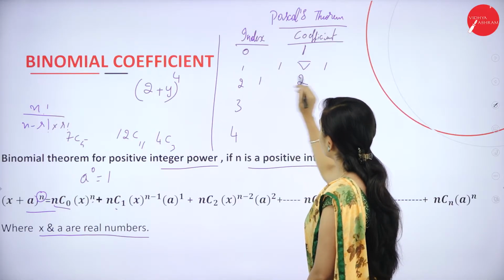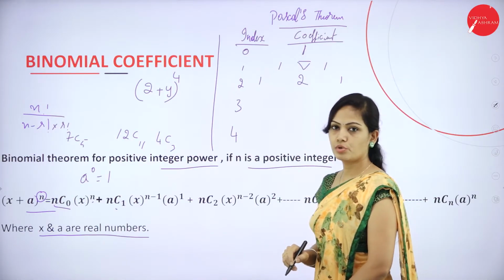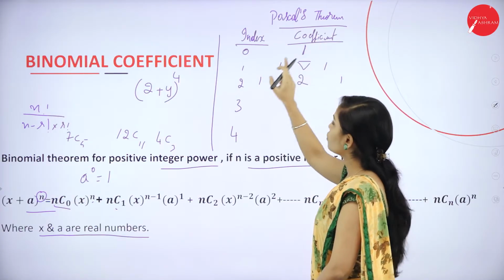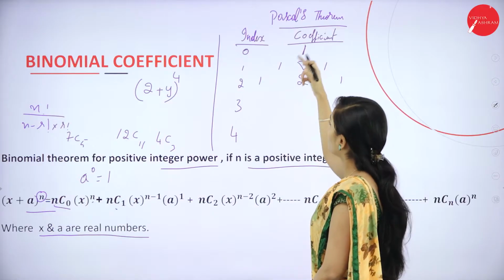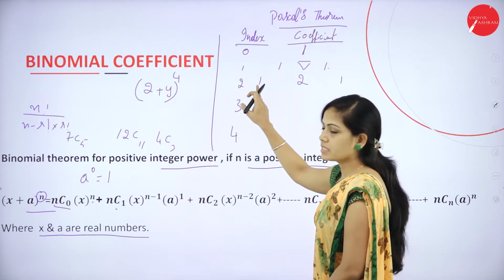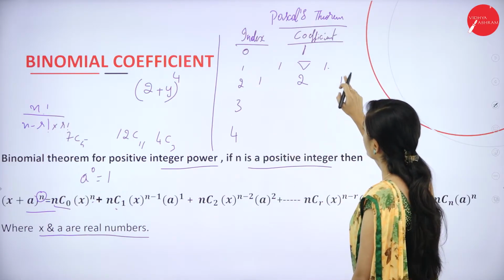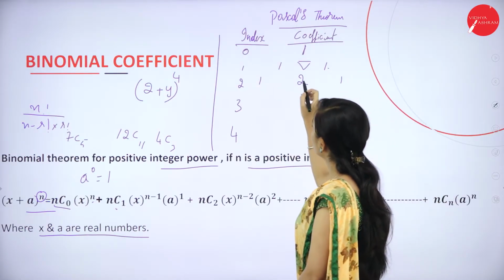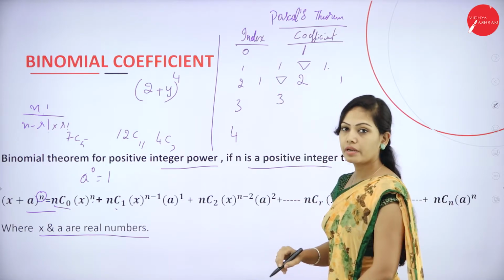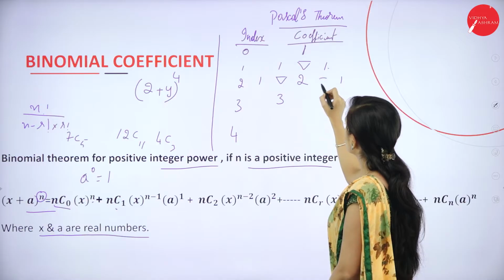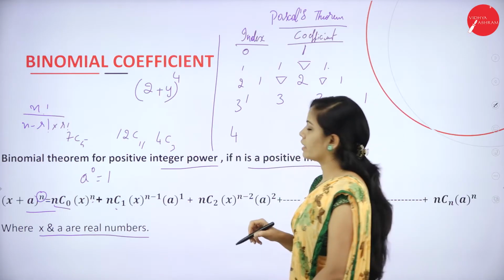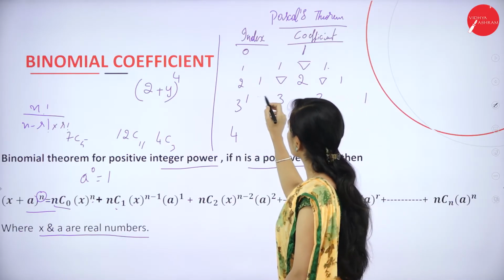Again, I write the coefficients. I start with 1 and 1, and applying Pascal's theorem, 1 plus 1 is 2. As it is, I write 1 at the start and 1 at the end. Now 1 plus 2 is 3, and 2 plus 1 is 3. So as it is, I write 1 here and 1 there. Clear?